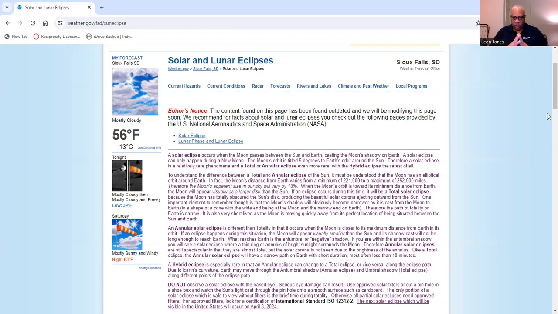Here's something that you need to know. When you see that shadow, that ring is going to be annular, and it's going to be bright sunlight that surrounds the moon. Therefore, annular solar eclipses are still spectacular in that they are almost total, but the solar corona is not seen due to the brightness of the annulus. Like a total eclipse, the annular solar eclipse will have a narrow path on Earth with short duration. Most often, it is less than 10 minutes.